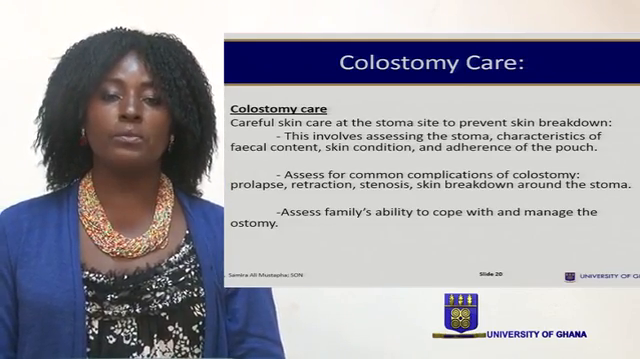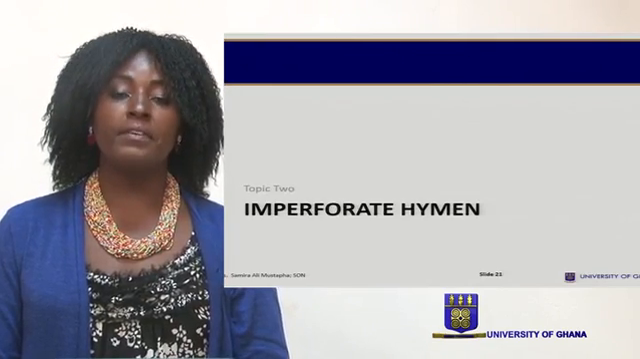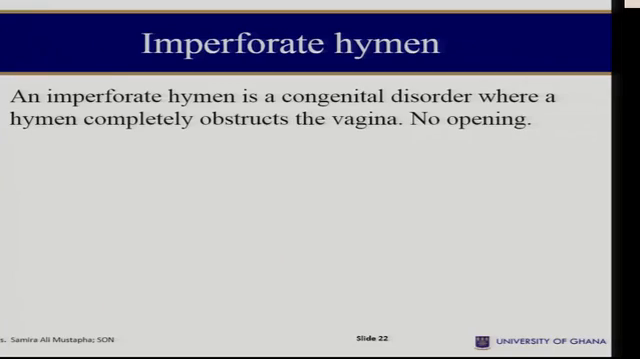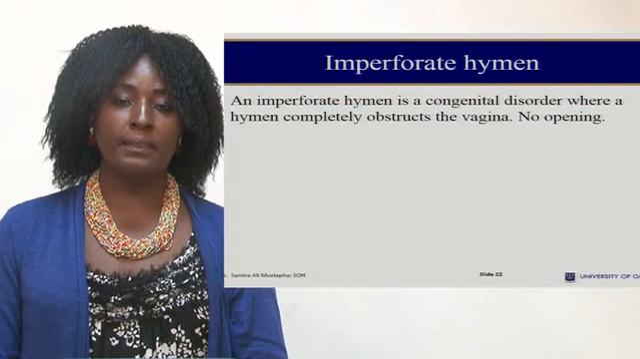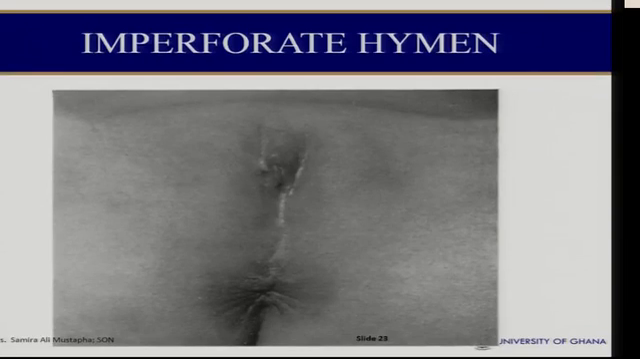So now we are going to look at, we finished the imperforate anus, we'll look at the imperforate hymen. This is a condition, also a congenital anomaly, where the hymen completely obstructs the vagina. There is basically no opening. And this is a picture to show. You see that there is no opening. You can see the clitoris there and then the anus. But you can see here that the hymen is completely sealed.